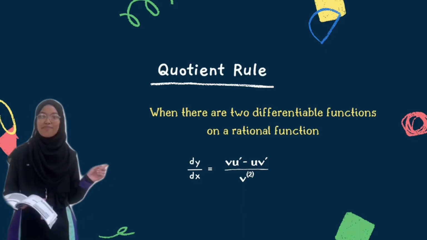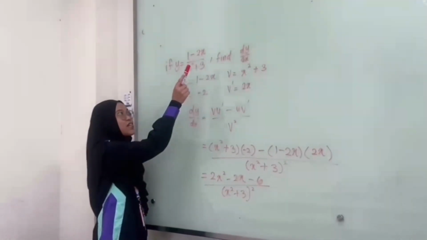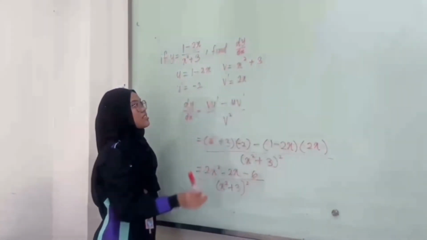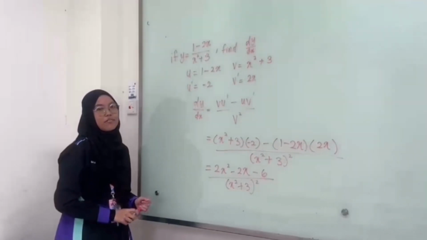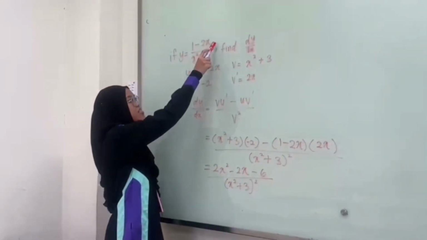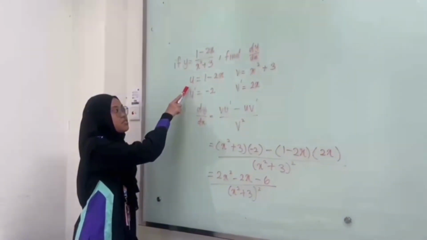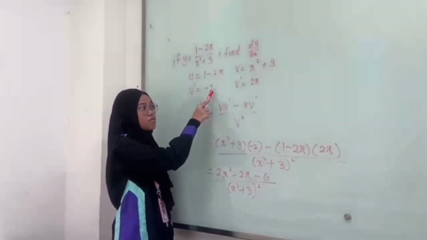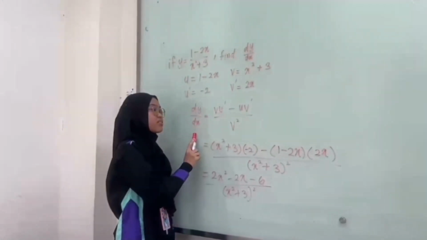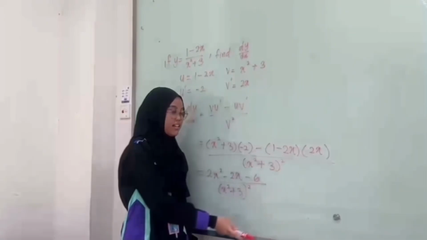So let's look at the example. This is the example for the quotient rule. The question is: if y equals 1 minus 2x over x squared plus 3, then we need to find dy dx. On this question, we can apply the quotient rule where u equals 1 minus 2x and v equals x squared plus 3. Then we need to differentiate: u prime equals minus 2 and v prime equals 2x. Then we can apply it in the quotient rule. Then we can expand these one by one and we get the answer.